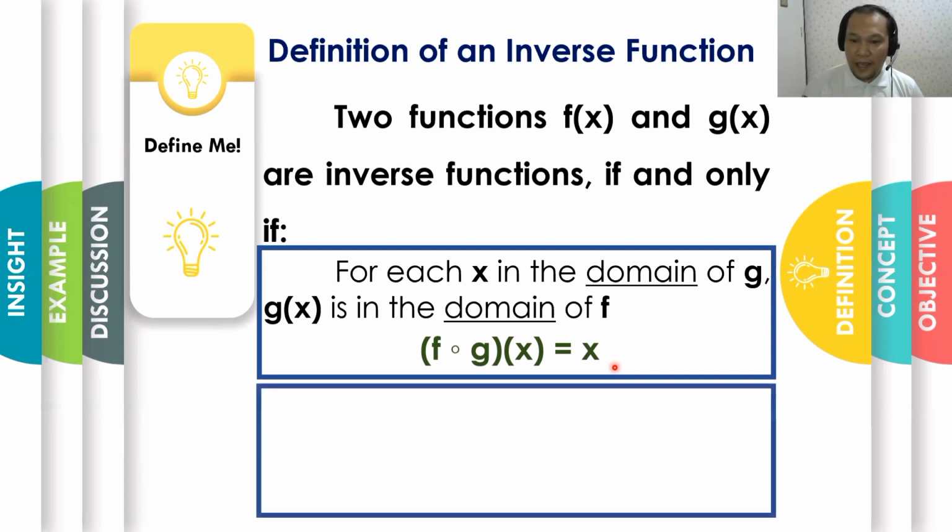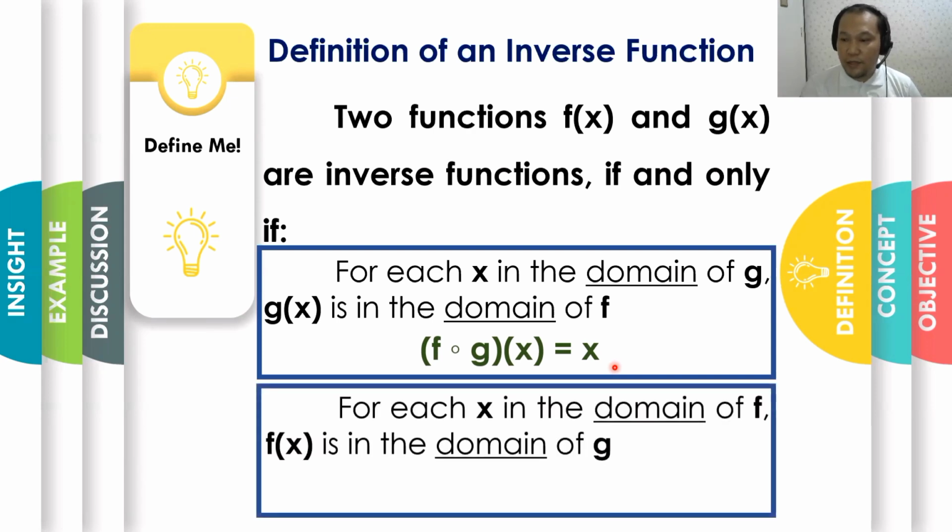Okay? And then, for each x in the domain of f, f of x is in the domain of g. That is, g composite of f is equal to x. This is, two functions are said to be inverse of each other if and only if. Okay? By performing composition of functions, we arrive at a value equal to x.